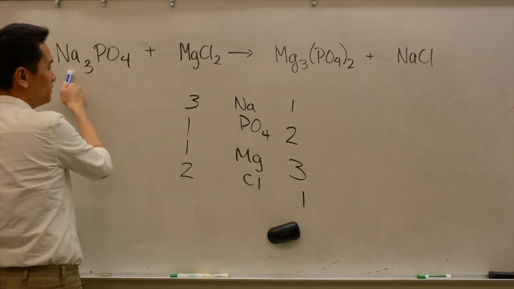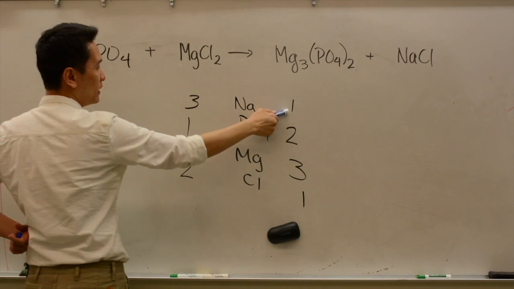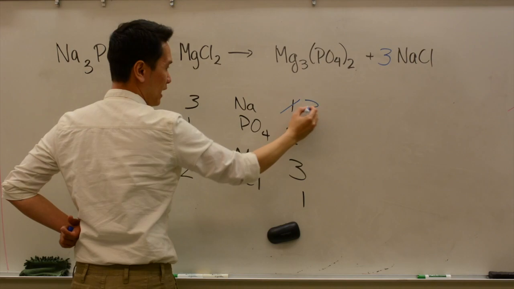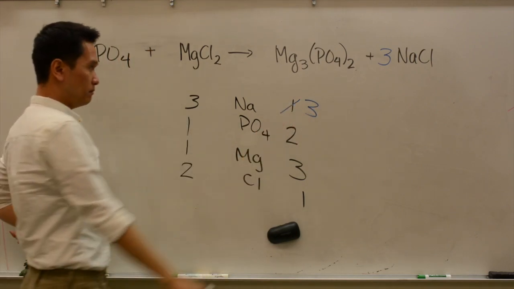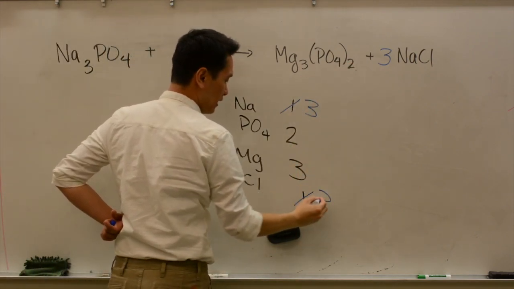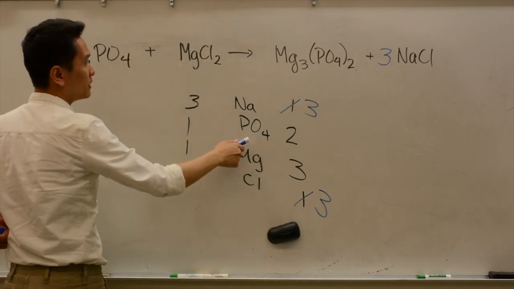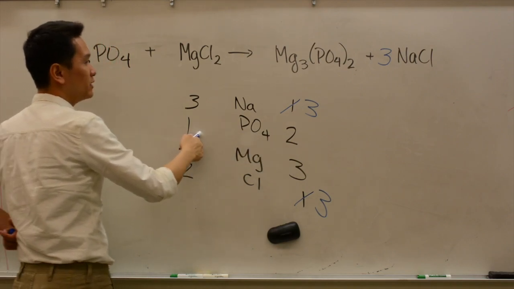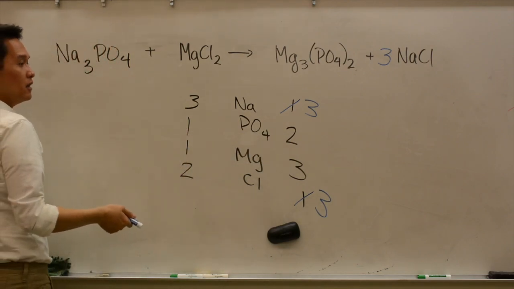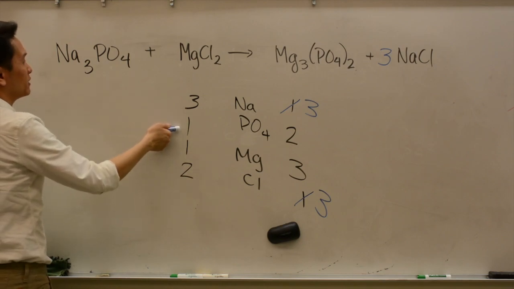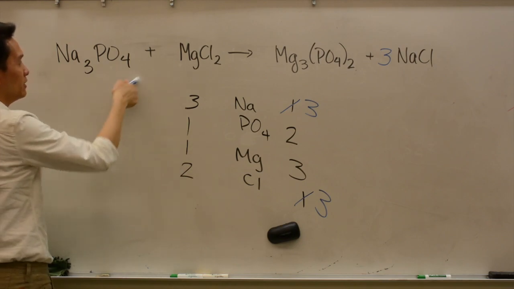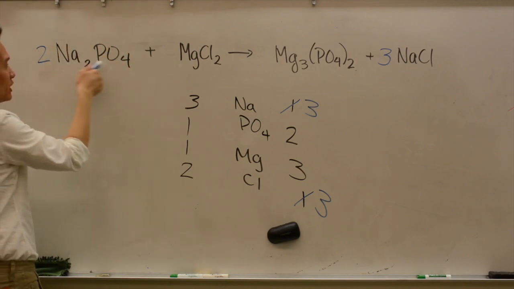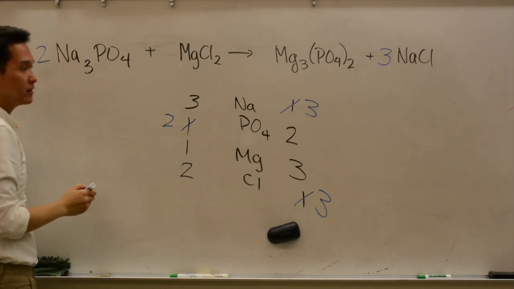We've got sodium, 3 and 1. So maybe put a 3 here, because that would make that a 3. But also what? Chloride is now a 3. Let's now go to the phosphate. This was a 2 here, and this is a 1 here, so I need to do what? I need to make this a 2, right? And how am I going to make this a 2? I need to multiply this by 2. Right, because 2 times 1 phosphate is 2 phosphates.